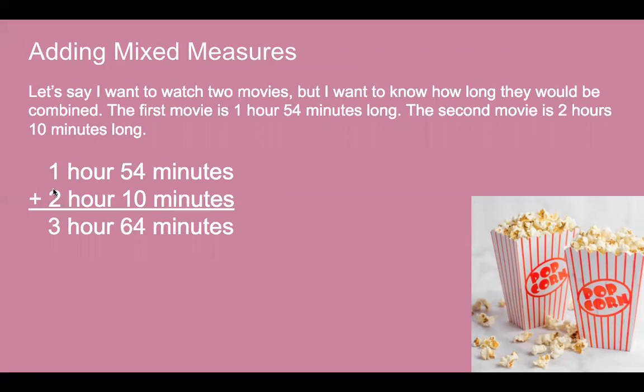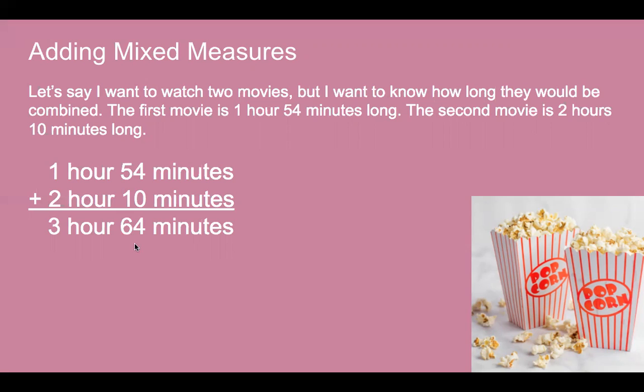So I add 1 plus 2 equals 3 hours. And then I'm going to go ahead and add my minutes. 54 minutes plus 10 minutes equals 64 minutes. But what you should notice here is that the 64 actually goes beyond 1 hour, because you should remember that 1 hour is equal to 60 minutes, right? So this goes beyond 60 minutes, it's 64.